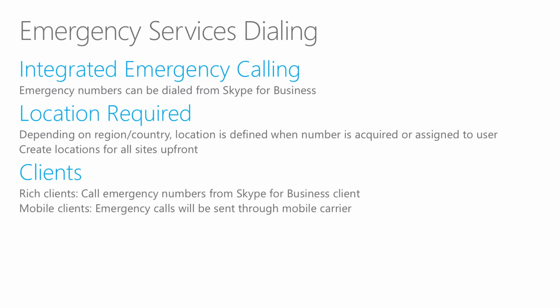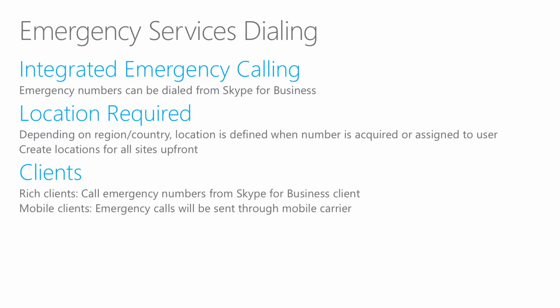In the US, for example, you need to specify the location whenever you assign a phone number to the user. In other regions, like France, you need to define the location already when you acquire the number, since this number will then be attached to this specific location. So it's important that before you acquire your phone numbers and assign them to users, you create your locations up front.